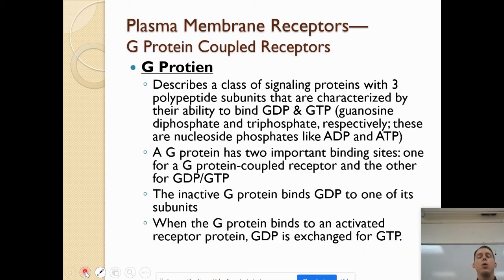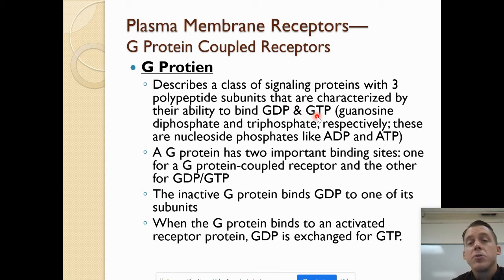So we're going to go over the verbal description first, and then we're going to see the picture to make sense of all of this. So a G protein has 3 subunits, and they can bind something called the GDP and GTP.